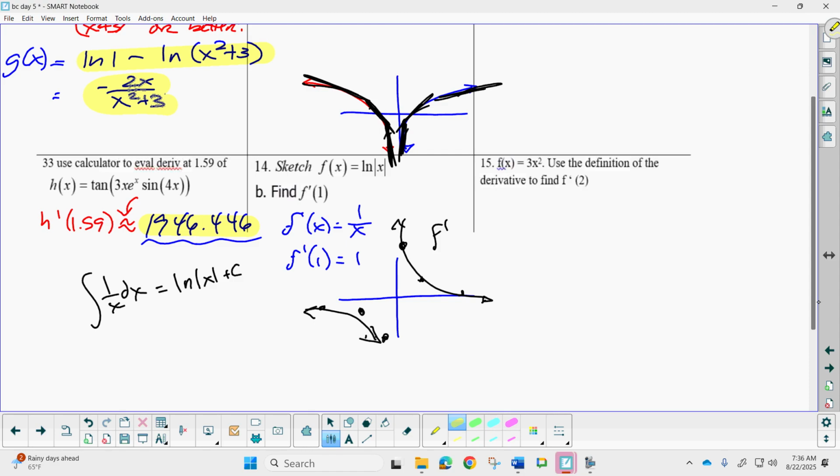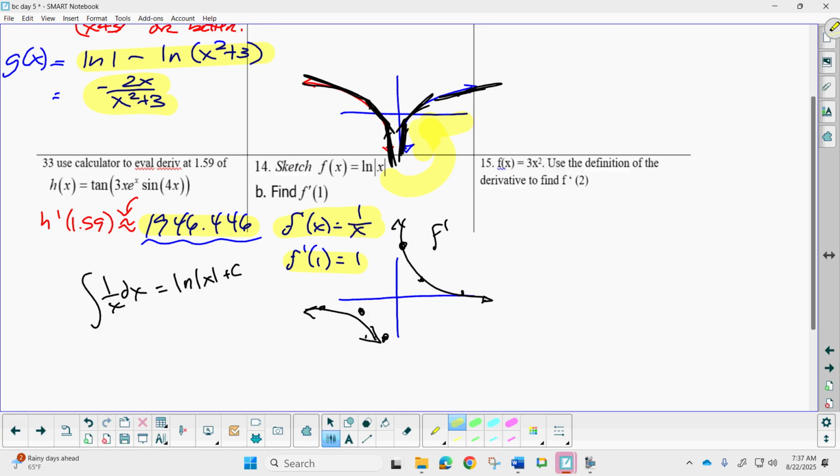14, f prime at 1. F prime at x is 1 over x, so f prime at 1 is 1 over 1. And what are we sketching here? Oh, I'm sorry. The sketch of log of absolute value of x allows positives and negatives. So you'd have a log and its mirror image because of the absolute value.